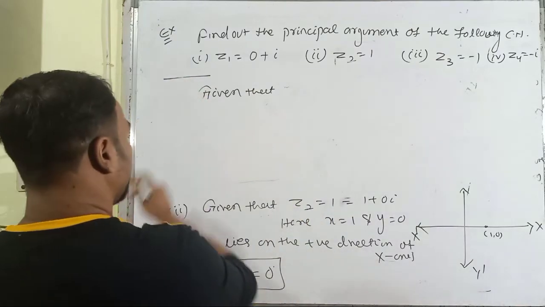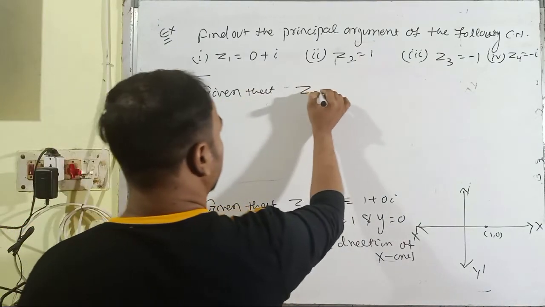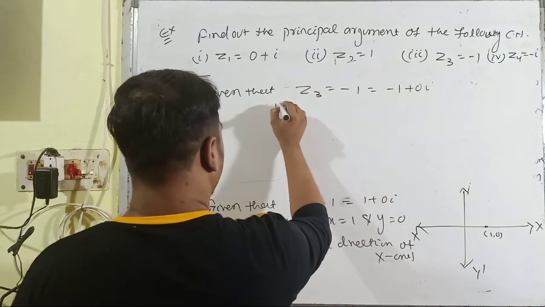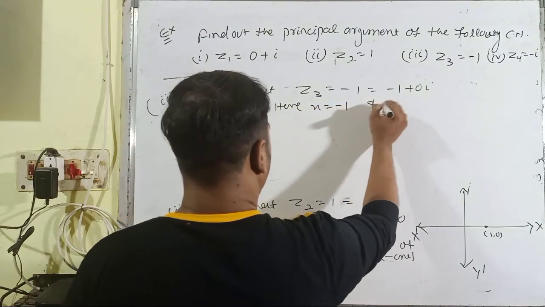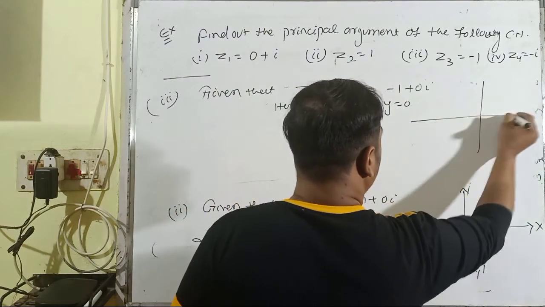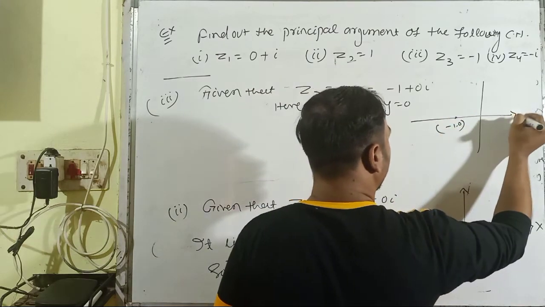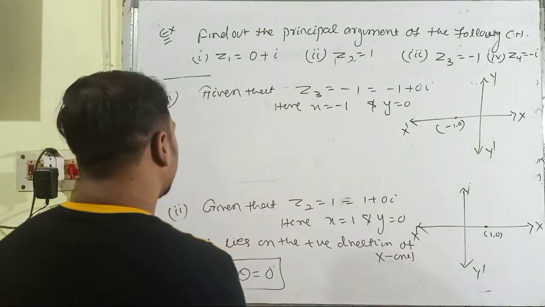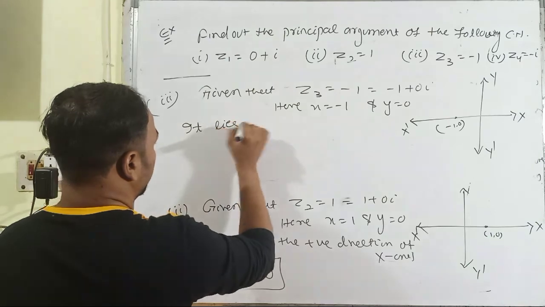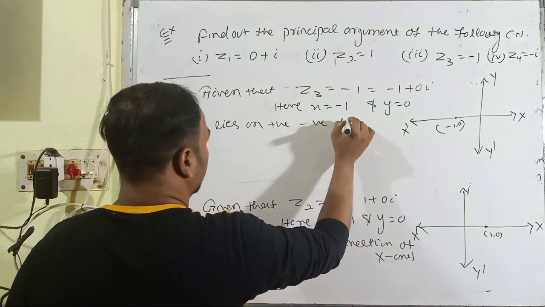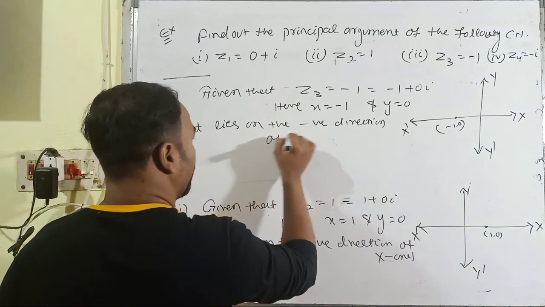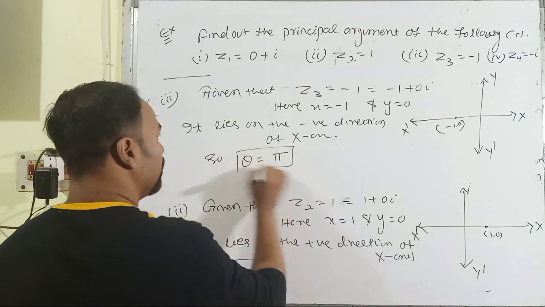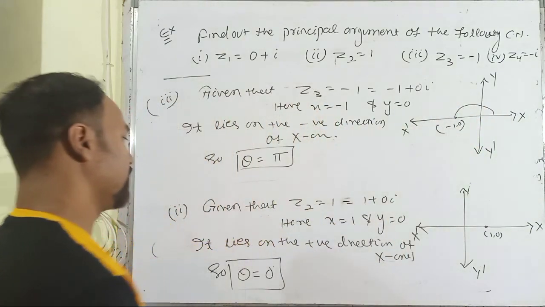Then moving to the third problem. Given that z3 is equal to -1, that means -1 plus 0 into i. Here x is equal to -1 and y is equal to 0. So the point is here (-1, 0), and it is on the negative direction of the x-axis. So theta is equal to pi, because this is the principal argument.